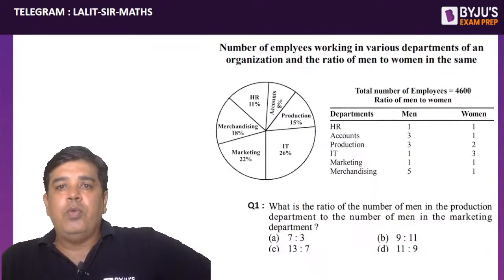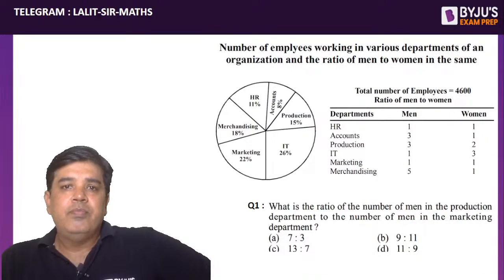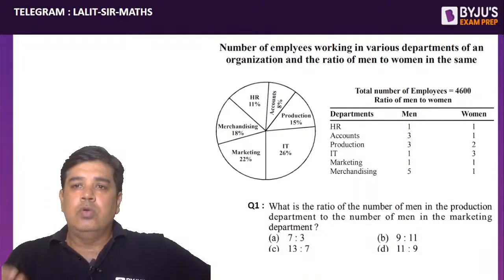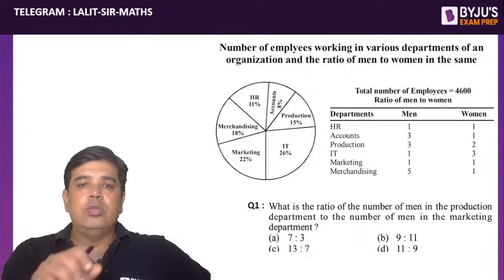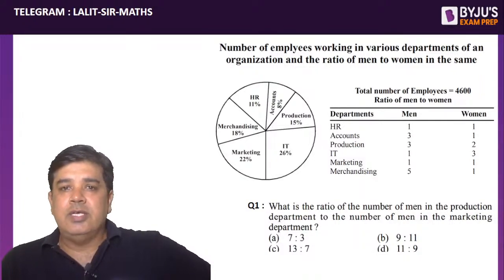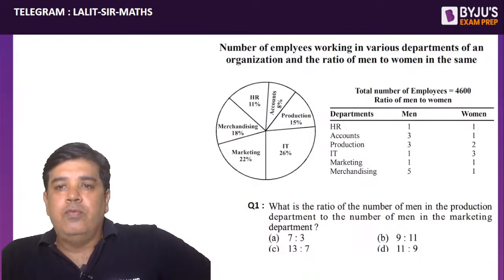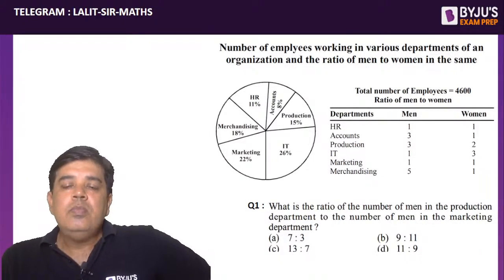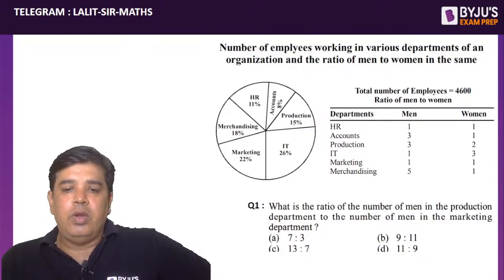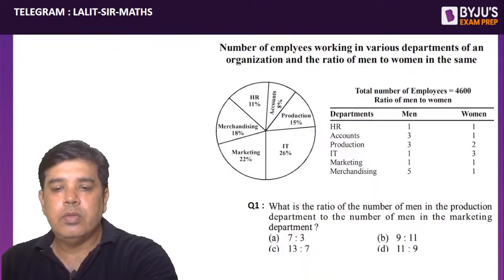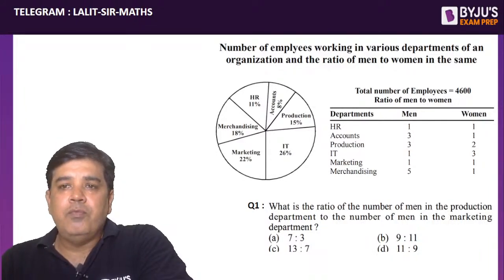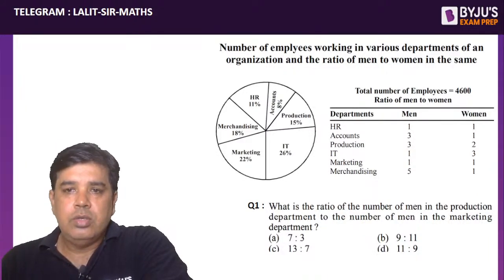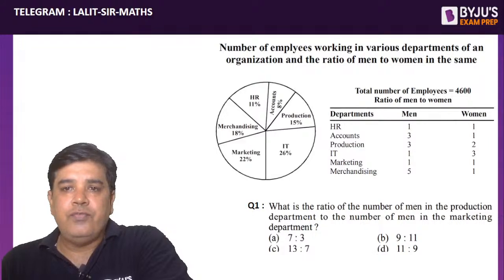This is the number of employees working in various departments of an organization. The total number of employees is 4600, and they are divided according to this percentage into various departments. And in each department, the ratio of the number of men to women is also mentioned. So let's see the first question.